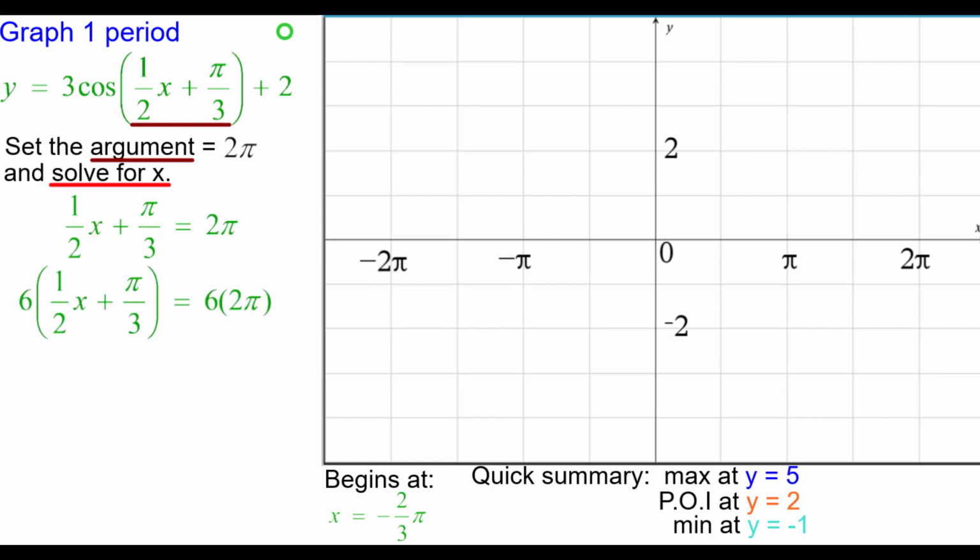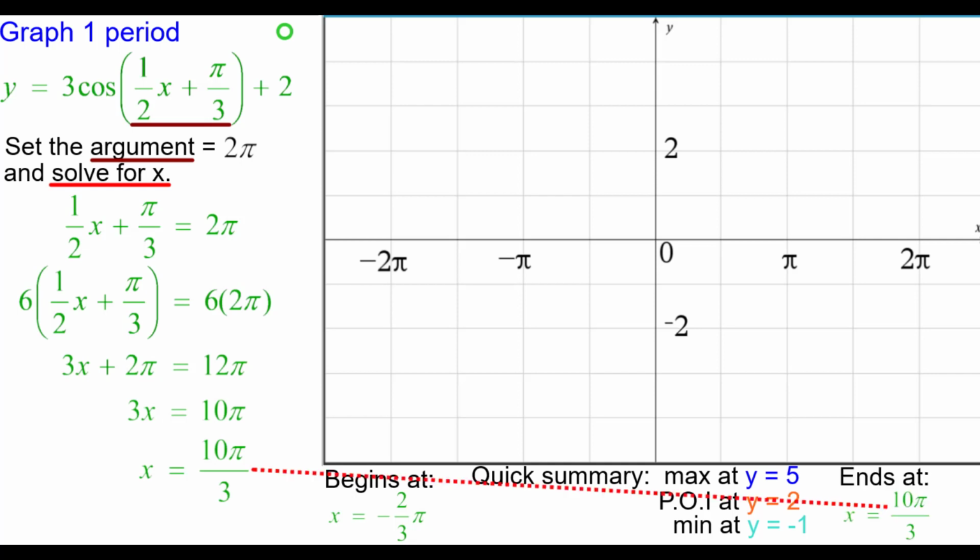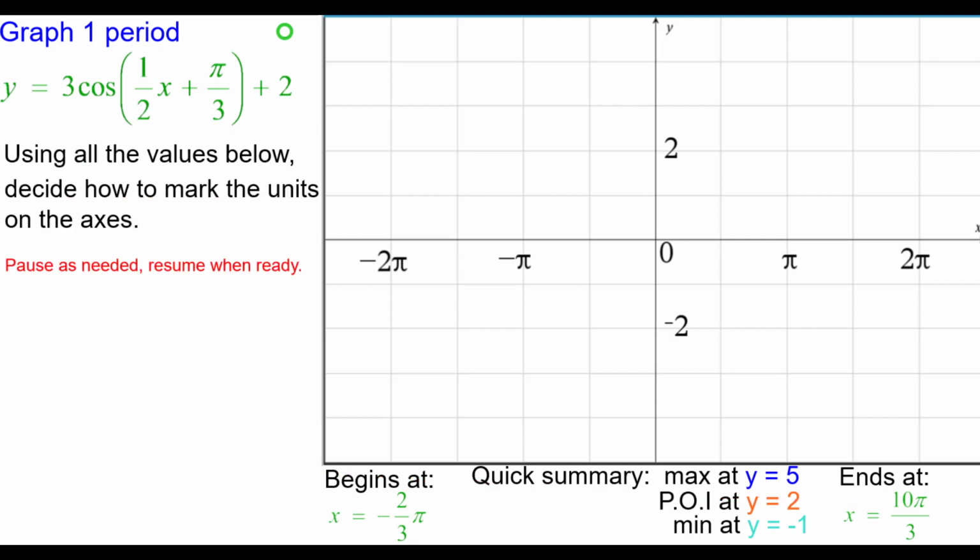First of all, I'm going to multiply each side by 6 again to clear out all the fractions. And we get 3x plus 2 pi equals 12 pi. Subtract 2 pi from each side and divide both sides by 3. And so the period ends at 10 pi over 3, when x is 10 pi over 3. Using all the values below, decide how to mark units on the axes. Pause as needed.